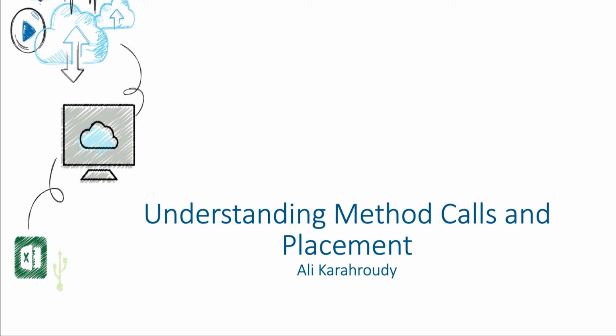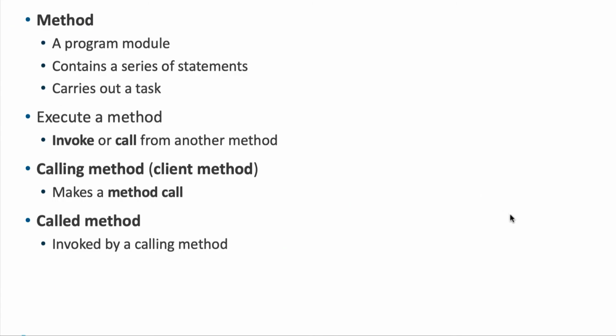This video covers topics of understanding method calls and placements. A method is a program module that contains a series of statements that carry out a task. You have already seen Java classes that contain a main method, which executes automatically when you run a program. A program's main method can execute additional methods, and those methods can execute others.